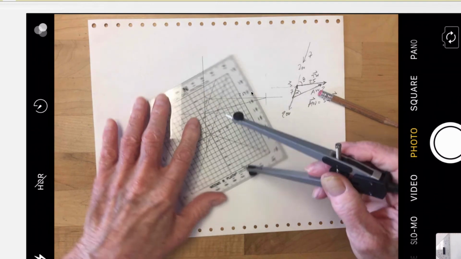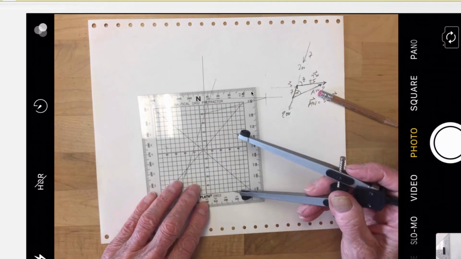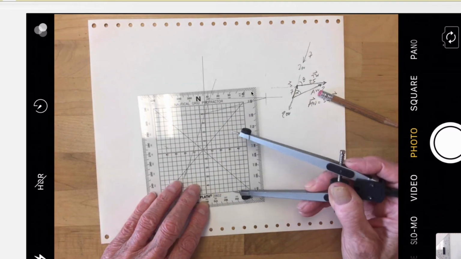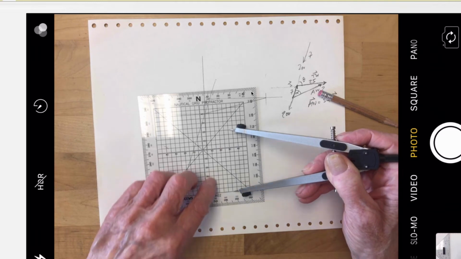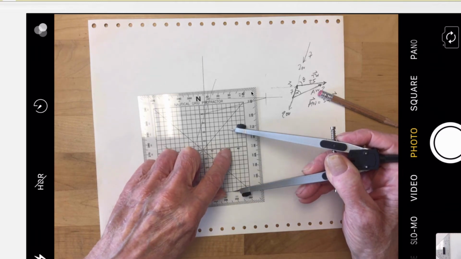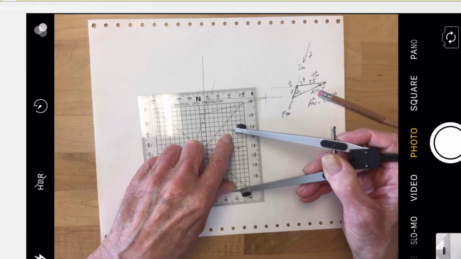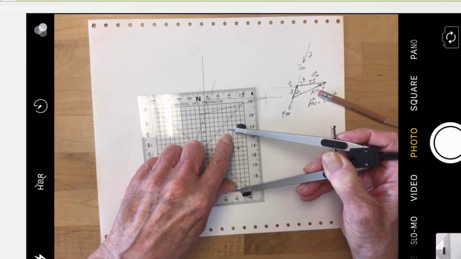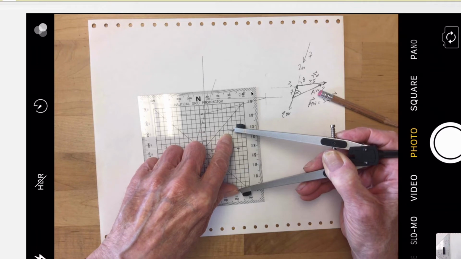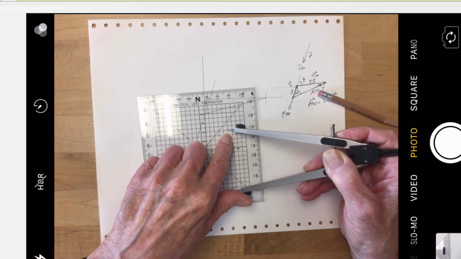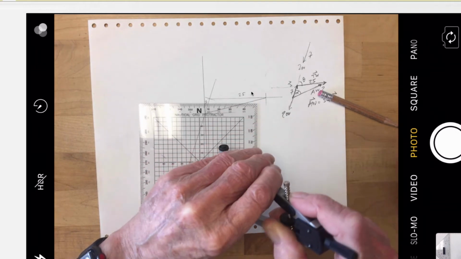Now I go back to my knot scale here. And this is 20. That's 20, 2, 4, 6, 8. It looks like it's just a hair over 28. And 28, okay.